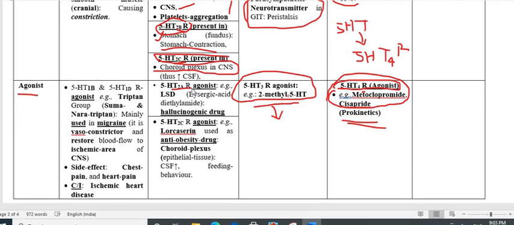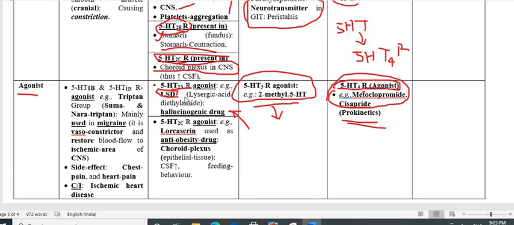The 5-HT2A receptor agonist is a very important drug that we use nowadays as a hallucinogenic agent: lysergic acid diethylamide, that is LSD. It is used not for good purposes but for producing hallucinogenic action, and this is going to produce addiction. So it is used by drug addicts.